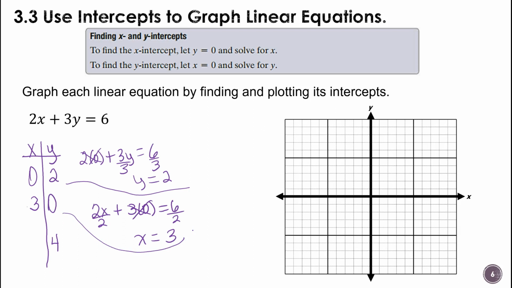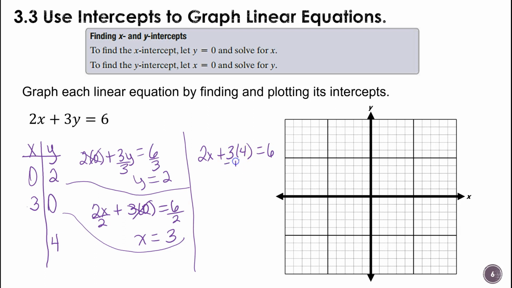Now, last one, I'll just go over here. I'm going to say 2x plus 3 times 4 equals 6. Now, I chose this for a particular reason. I believe that this comes out to make us nice numbers.